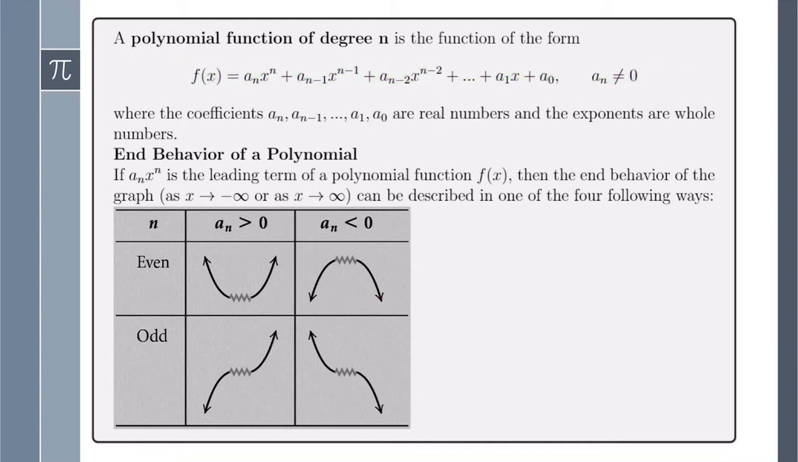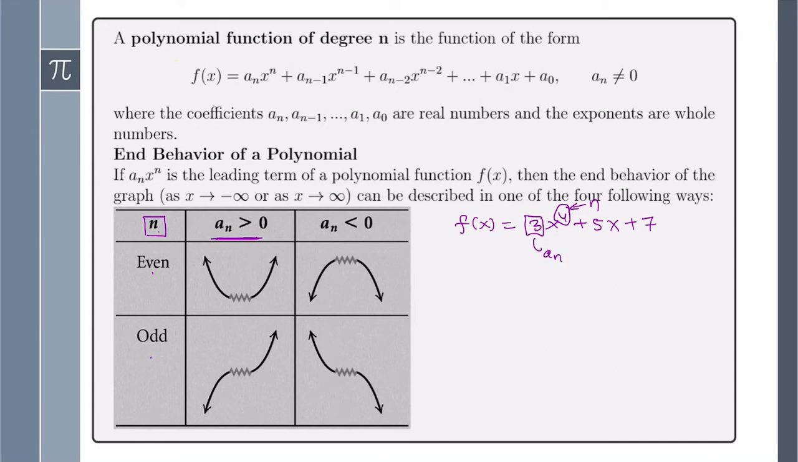So here, this chart says there are four possibilities that could happen. The first one is if the degree, where n is the degree of the polynomial, is even or odd, and the sign of the leading coefficient. For example, if our function is f of x equals 3x to the fourth plus 5x plus, let's say, 7, here the degree is 4, so this is n, and this is the coefficient of the leading term, so this is a sub n.